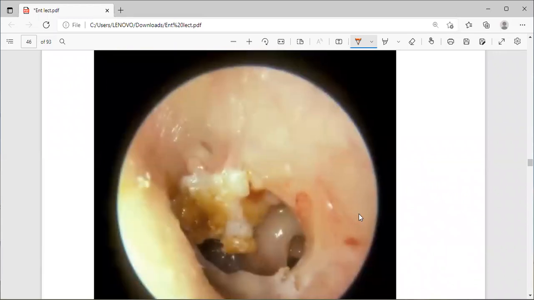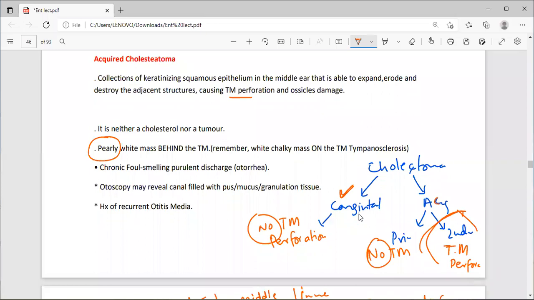Wherever you see a pearly mass, look here. Here you can see this is a pearly white mass, and it has ruptured the tympanic membrane. So we are dealing with a secondary cholesteatoma. Now, this is the main clincher: a pearly white mass behind the tympanic membrane.